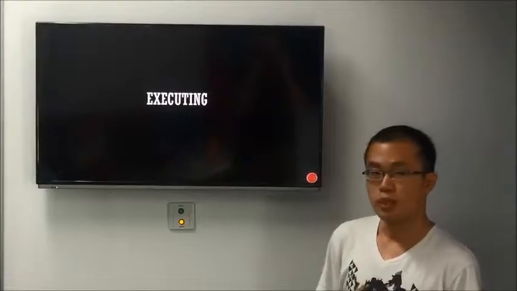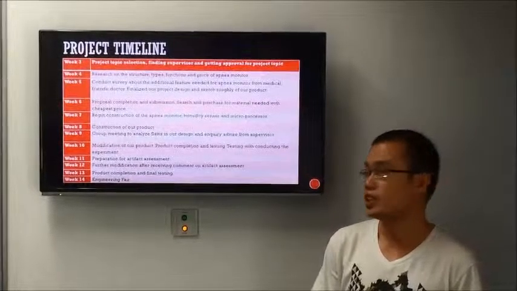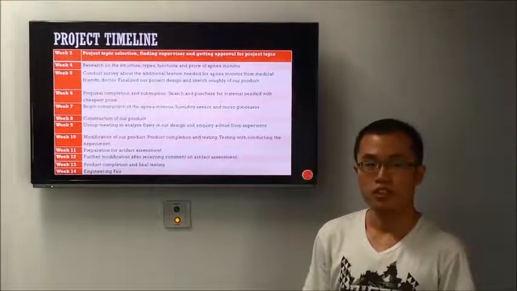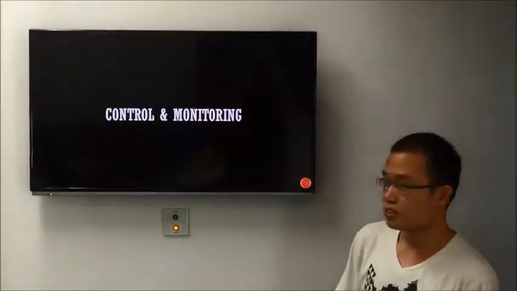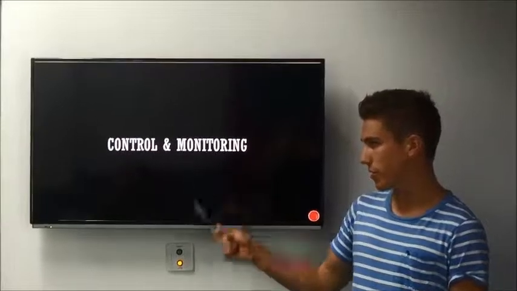For the executing part, this is our project timeline. Our project will finish by week 13, and the engineering fair will be held at week 14. The next stage in our project is control and monitoring.